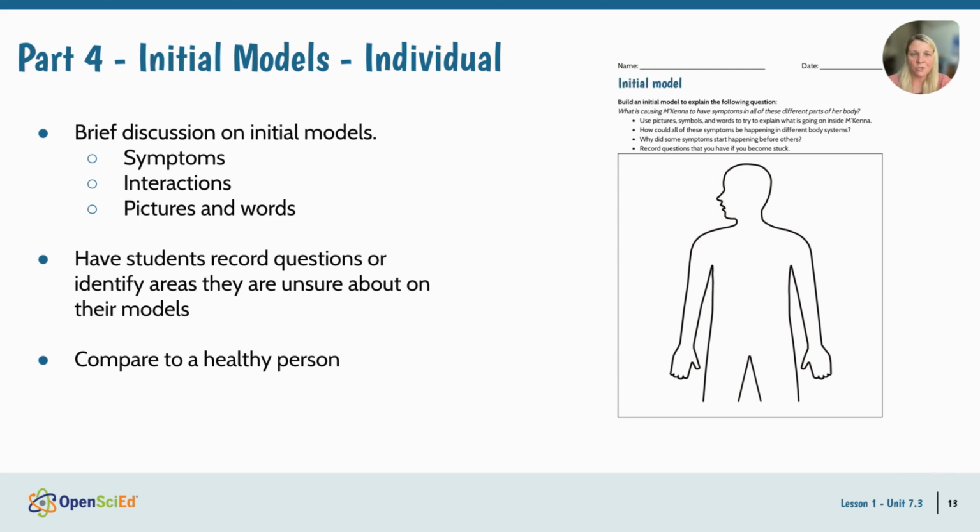Another option is they may wish to show what McKenna's body looks like versus a healthy person's and show two different comparisons. Also, remind the students that we're thinking about all of the symptoms, not just the ones in her digestive system, which are the ones that they tend to key in on. And this process brings us to the end of day 1.